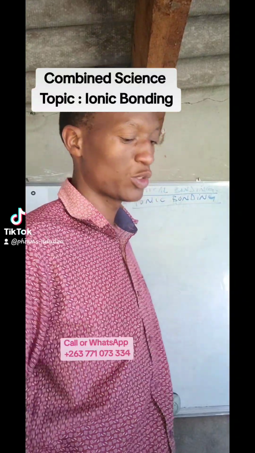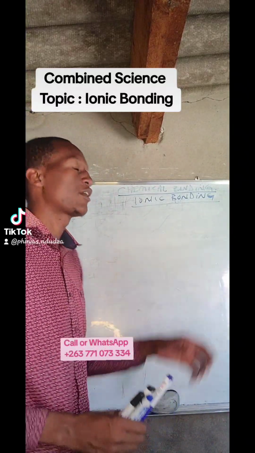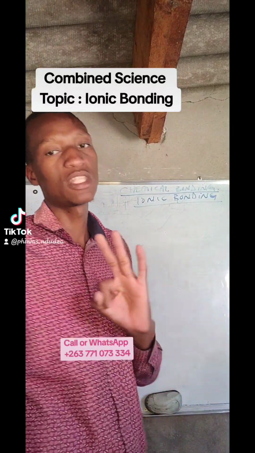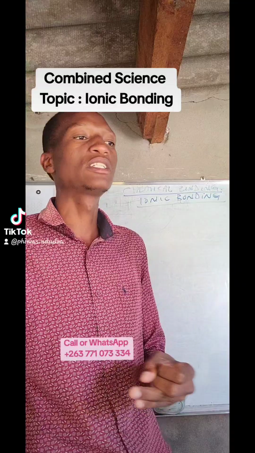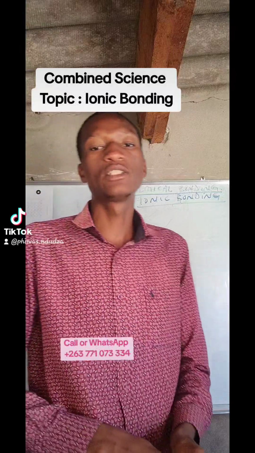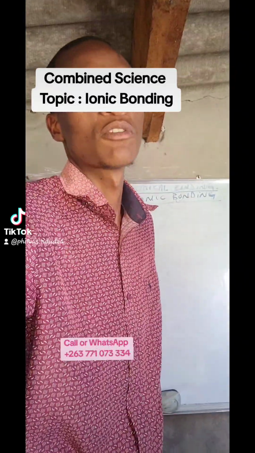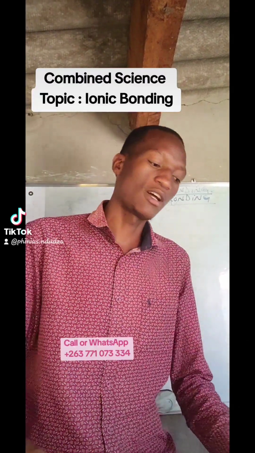Combined Science topic, ionic bonding. So we want to start about ionic bonding. In chemistry we have three types of bonding: ionic bonding, covalent bonding and metallic bonding. But in combined science, we are only required to do two types of bonding, that is ionic bonding and covalent bonding.